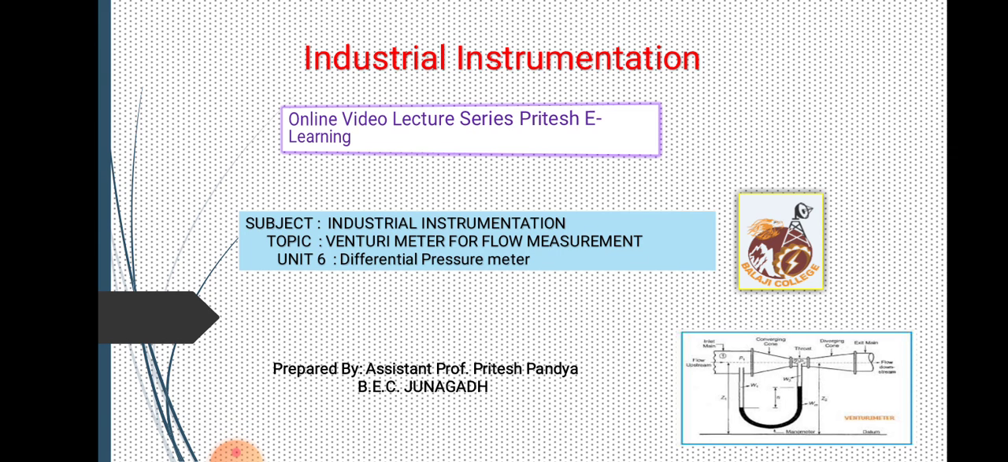Now today's subject is industrial instrumentation and the topic is venturimeter for flow measurement. This question is most important from the GTU examination perspective, and the GTU has confirmed the December-January winter 2020-21 examination in offline mode. So be prepared for all the subjects.